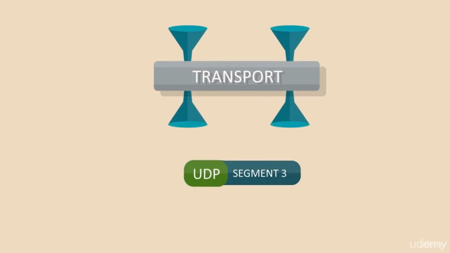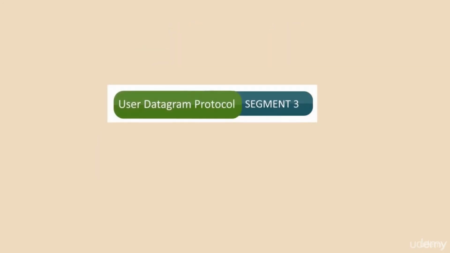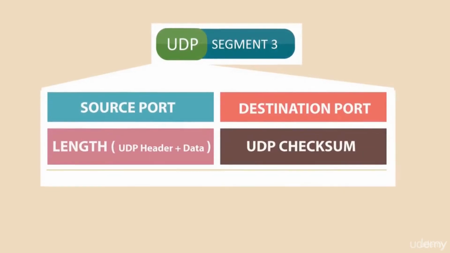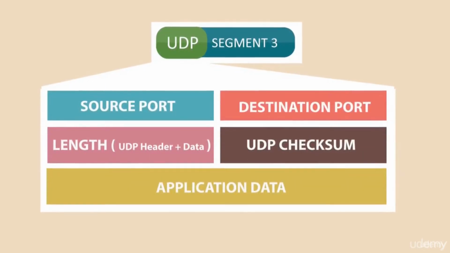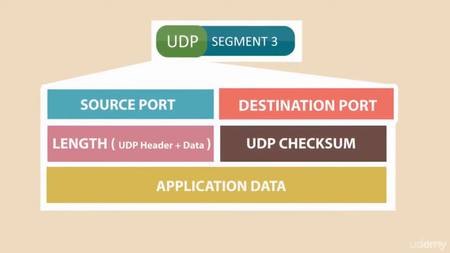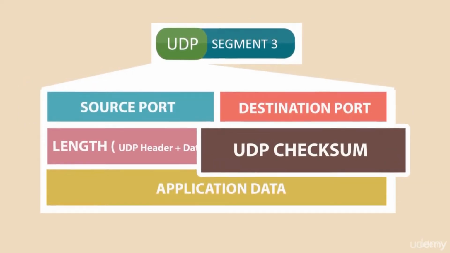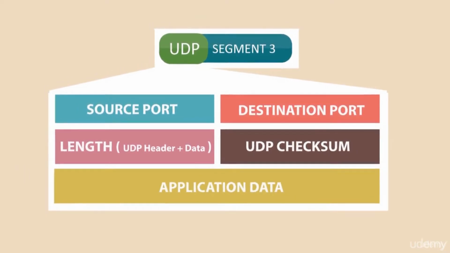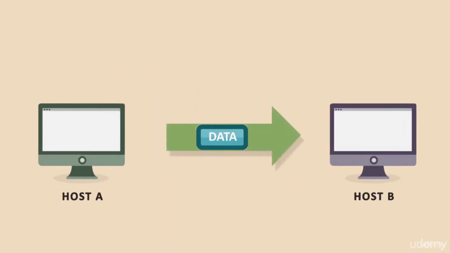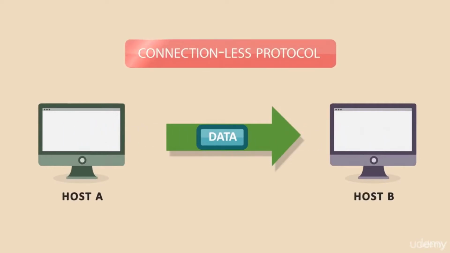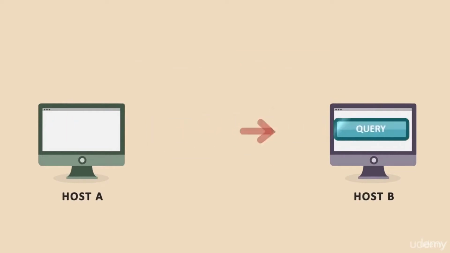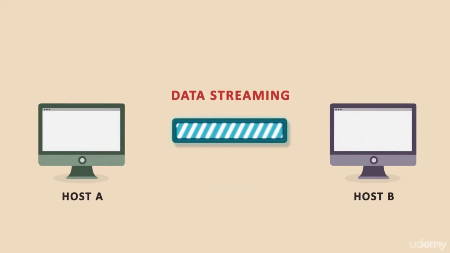Next comes the user datagram protocol, which, when used, consists of this header. One may notice that the header consists of only the source and destination addresses, along with the length of the data, its checksum, and the data to be sent. Since it does not wait for any acknowledgement for establishing a connection and for transmission of data, it is called a connectionless protocol. This protocol is best when used for query response or streaming.